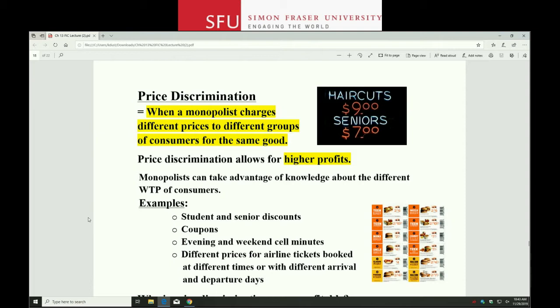Now, how do firms do it, though? How do firms do it? So sometimes, like say with a student discount, they might ask to see a student ID, right? So some sort of proof that you are a student. But often they can't do that. They can't make a person really prove that they are a certain classification. But sometimes how they do it is just in terms of the timing.